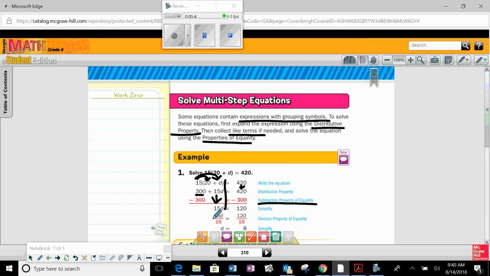Then I have to divide by 15, because that's an inverse operation. 15d means to multiply, so the inverse is dividing by 15. We want to divide it up among the 15 players, and that means d equals 8.